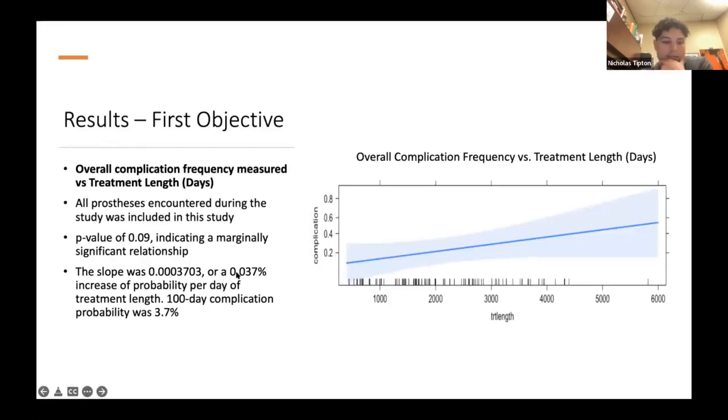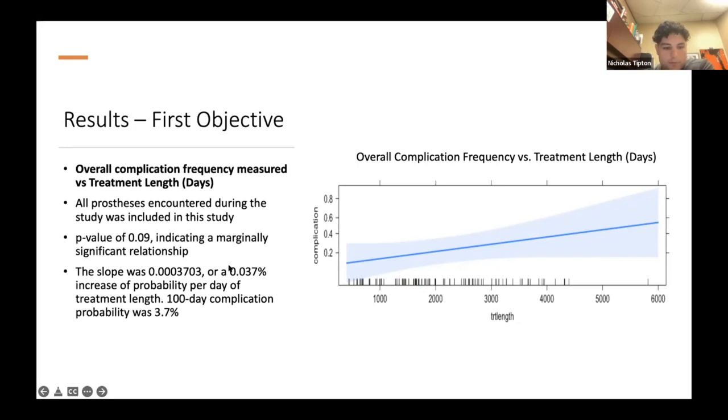For the first objective, we saw that there was a correlation between overall complication and treatment length. The complications that we used for this assessment were ones commonly cited in the literature, such as broken porcelain, lack of retention, broken acrylic, things like that.